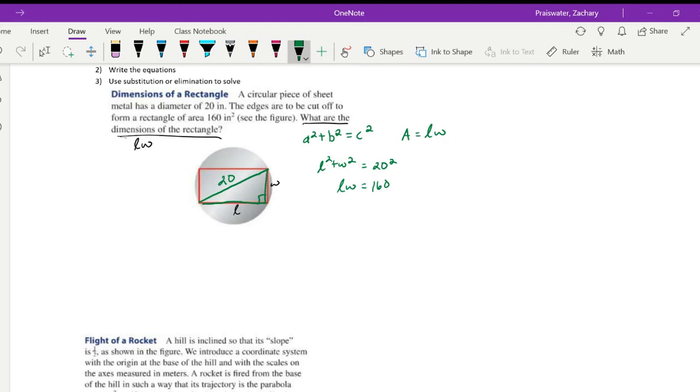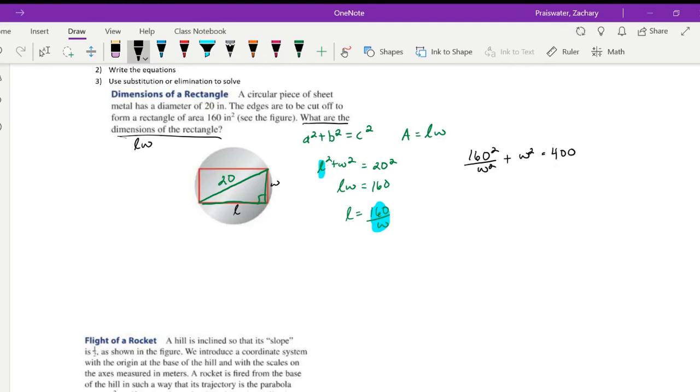And then we can solve this using substitution. Let's see, what would be the quickest way? Maybe you could use substitution by getting w by itself on the bottom here, and we'll change this to 400 in a minute. So if I solve by, or divide by w, then length is equal to 160 over w. Okay, so that means this guy and this guy are the same. So let's write 160 squared over w squared plus w squared is equal to 400.